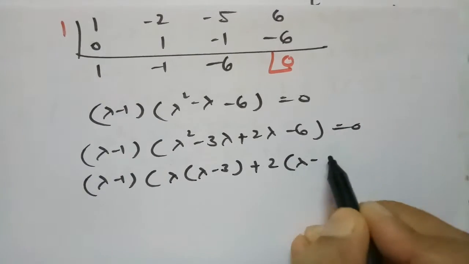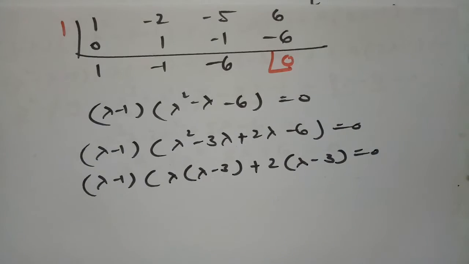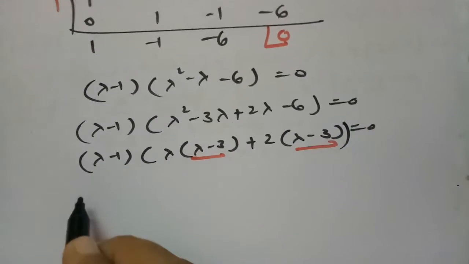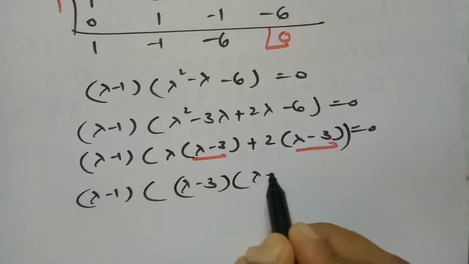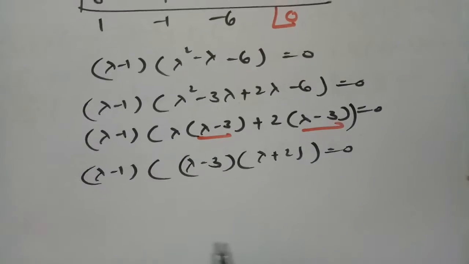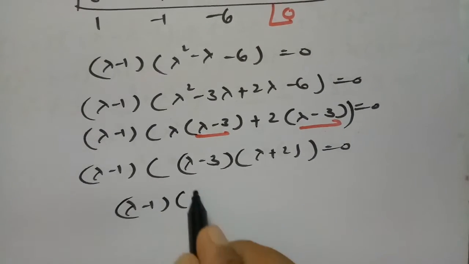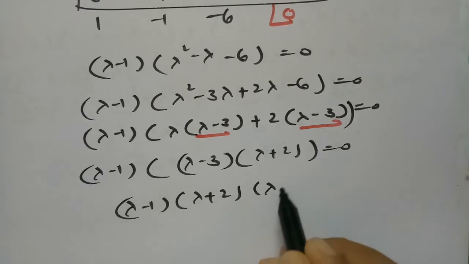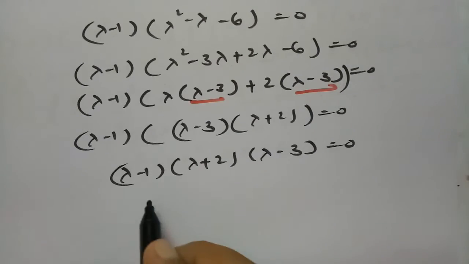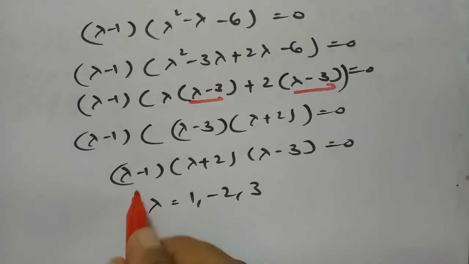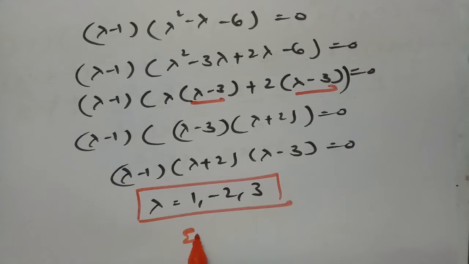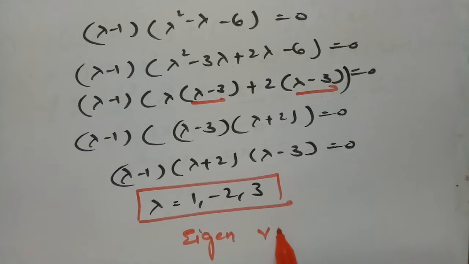If I take 2 common, this will be lambda minus 3 again. Again, if I take lambda minus 3 common from this, see what happens. Lambda minus 1 times, if I take lambda minus 3 common, this will be lambda plus 2, is equal to 0. So lambda minus 1, this is lambda plus 2 and this is lambda minus 3, is equal to 0. So I got the lambda values as 1, minus 2 and 3. So these are the eigenvalues of A.